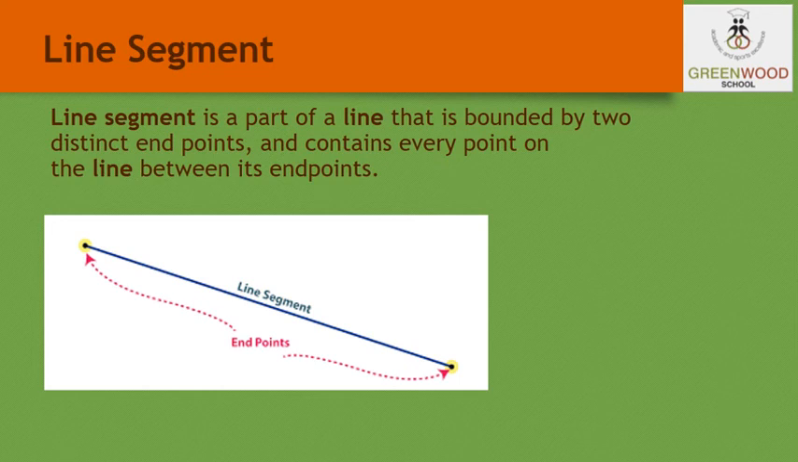Then comes line segment. A line segment is a part of a line. That means it is a part of a line which has two endpoints. We can say that a line segment is a part of a line that is bounded by two distinct endpoints and contains every point on the line between its endpoints. That means the line which contains two endpoints is known as a line segment.